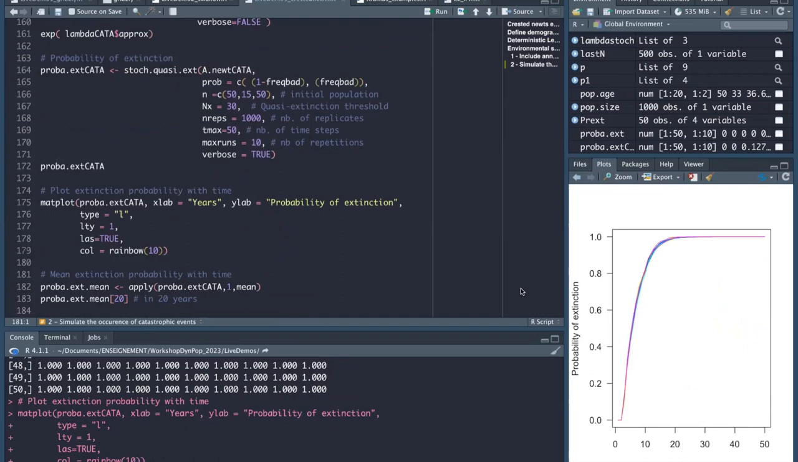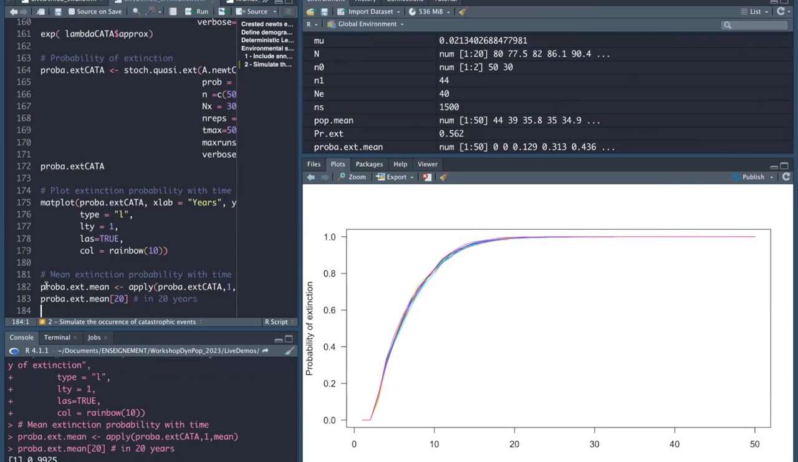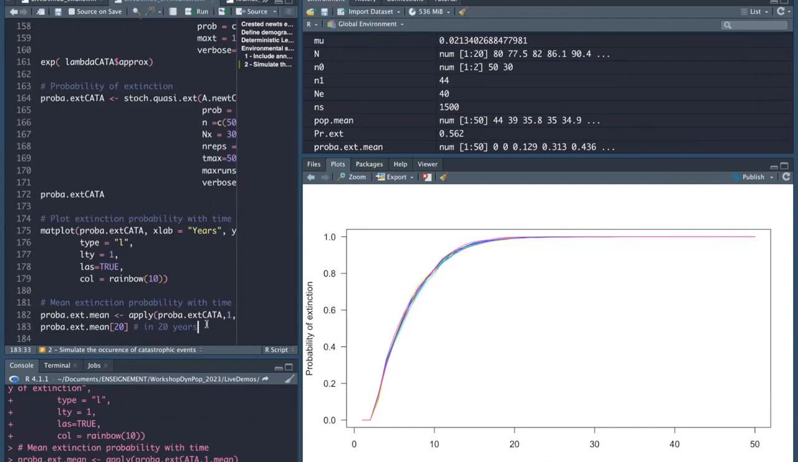So you see, after 10 years, if on average we have one bad year out of two, where reproduction completely fails, the probability of extinction after 10 years is about 80%. And after 20 years it is 0.9. So what is interesting here is to play with these values and see how it affects your projections. You can play with the script and change the different values and see how it alters your conclusions.